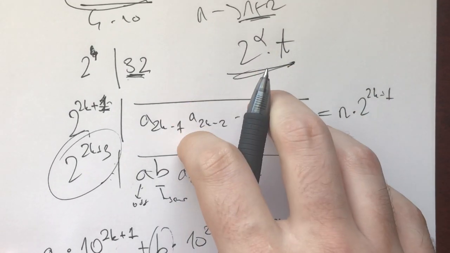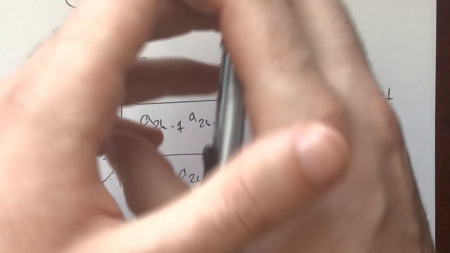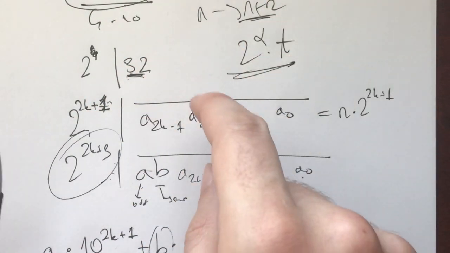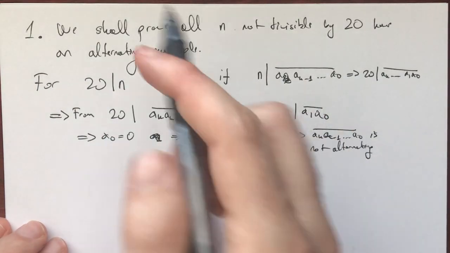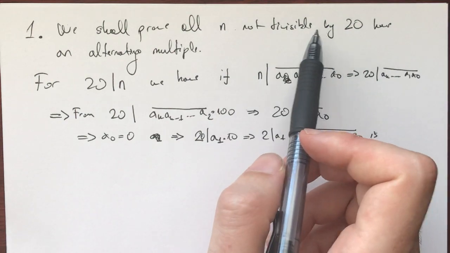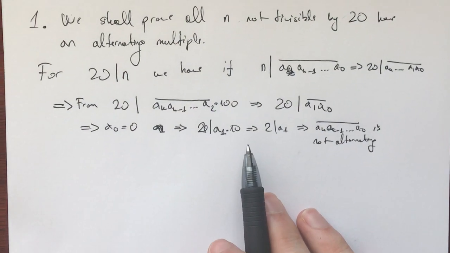And now I invite you to pause for another 20 minutes, put all of these ideas together and write up a solution, because that's what we're going to be doing next. So the first thing we do is we say that we shall prove that all n not divisible by 20 have an alternating multiple.